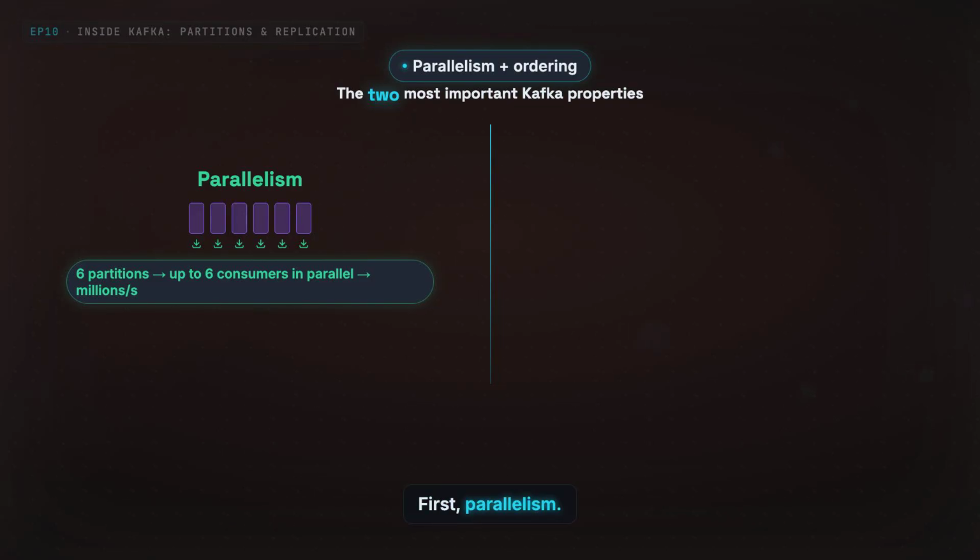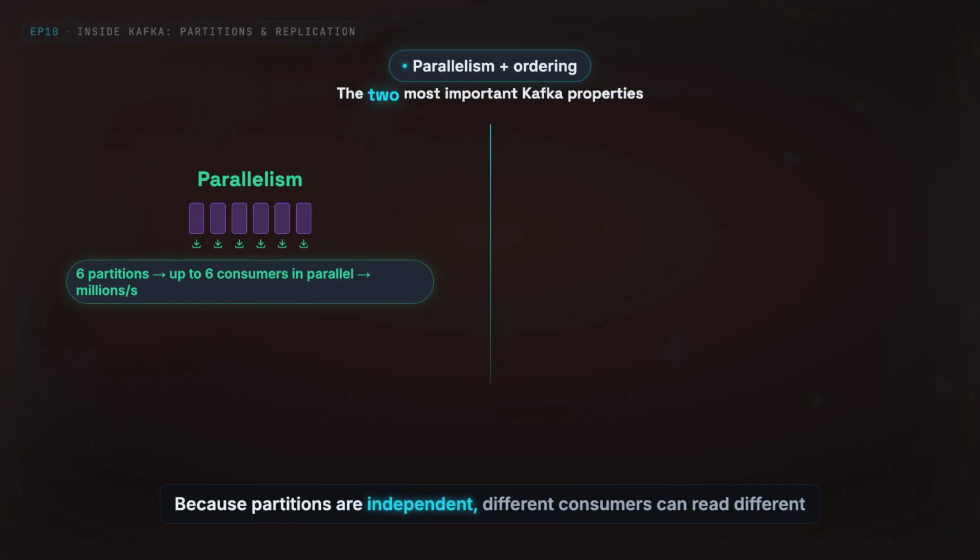First, parallelism. Because partitions are independent, different consumers can read different partitions at the same time. 6 partitions means up to 6 consumers working in parallel. That's how Kafka scales to millions of messages a second.